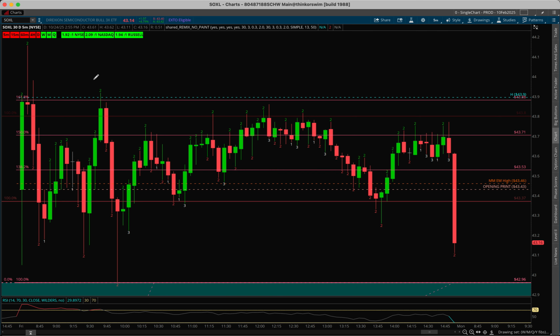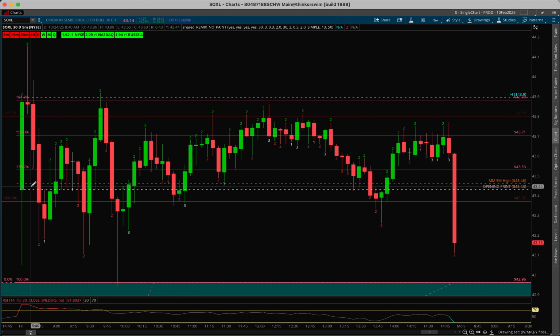So just looking at today's intraday price action, this is it. Sideways, right? If you're a scalper, you could have got a couple of riskier plays, and then one good confidence play, right? So as far as levels on the chart from where we're opening, we had the overnight high up here at 43.90. We have the market maker's expected move high at 43.46, and we had our opening print at 43.43.